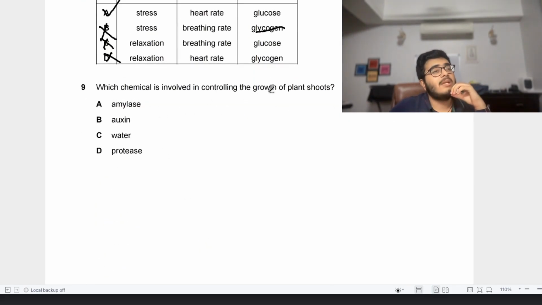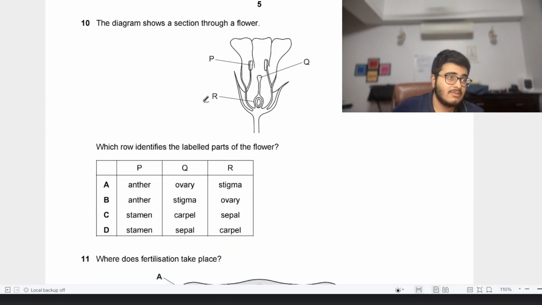Which chemical is involved in controlling the growth of the plant shoots? Obviously, this is auxin. There is no explanation to this question. If you have studied combined science course perfectly, you would know that this is auxin.